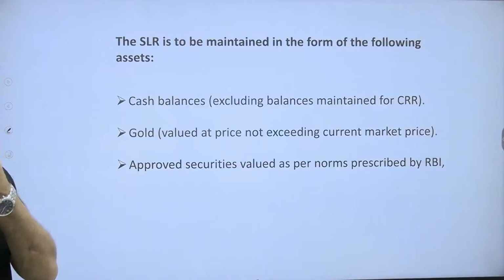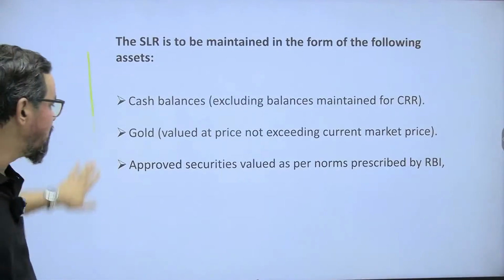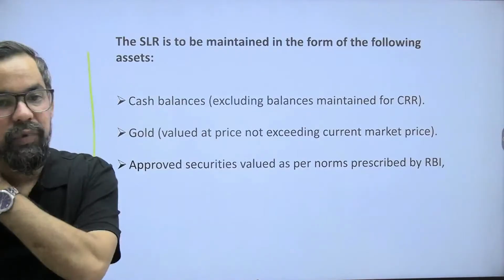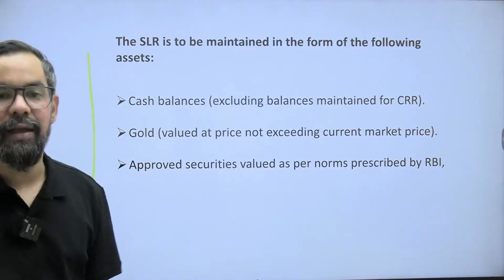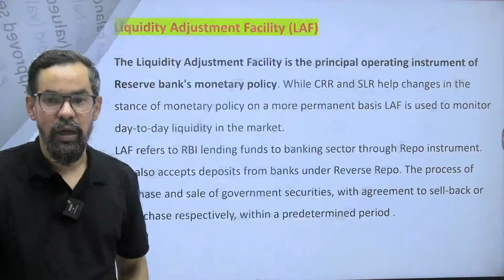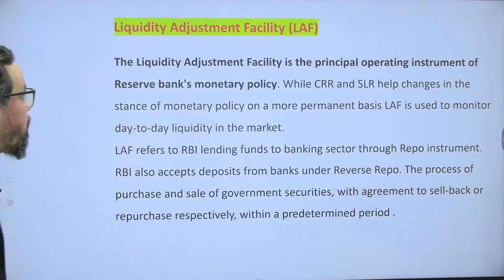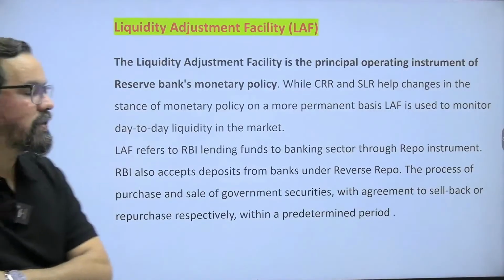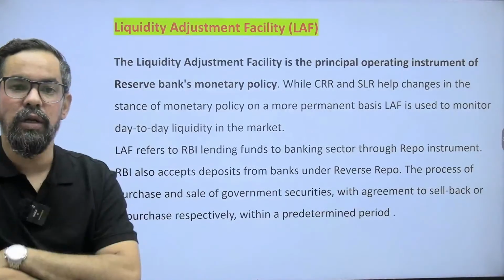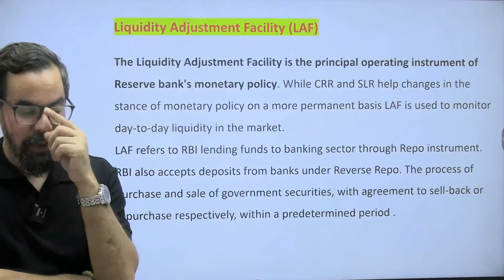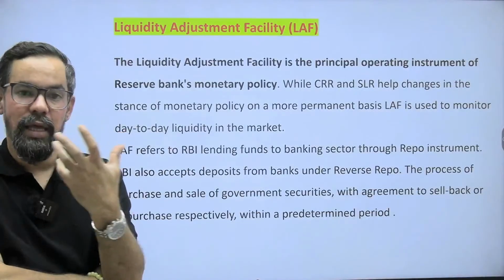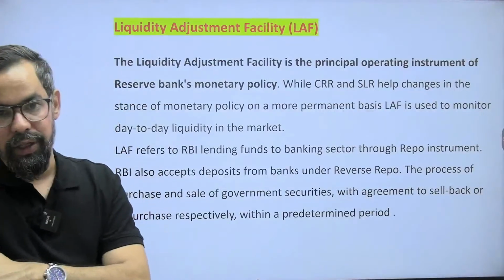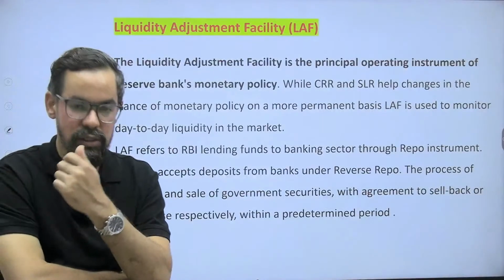When it comes to the SLR, these are the three securities: cash balances, gold, and approved securities. They generally come under it, and banks need to maintain these with themselves. Okay? LAF, liquidity adjustment facility, majorly through the credit policy or monetary policy, and RBI uses these LAF tools to manage the overall liquidity in the Indian banking system or financial system.